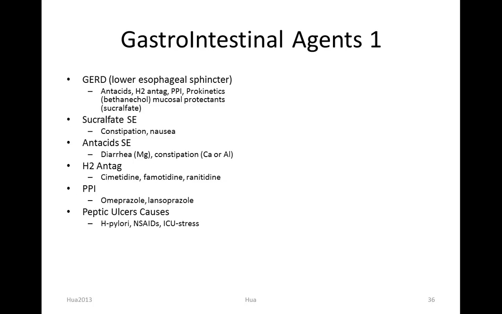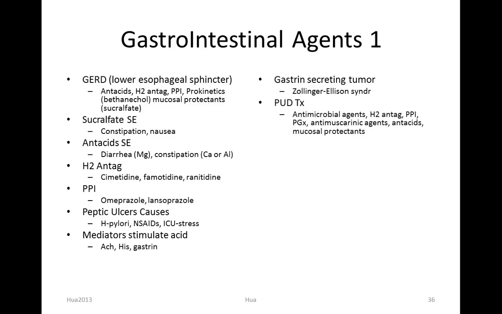Peptic ulcer, it can be caused by H. pylori, which is a bacteria, and can be caused by NSAID or intensive care unit stress. Mediators that stimulate acid could be acetylcholine, histamine, gastrin. Gastrin secreting tumor is relatively rare, but the name is called Zollinger-Ellison syndrome. So peptic ulcer disease treatment, if it is caused by H. pylori, you use antimicrobial agent, H2 antagonist, proton pump inhibitor, prostaglandin, antimuscarinic agent, and acid mucosal protectant.